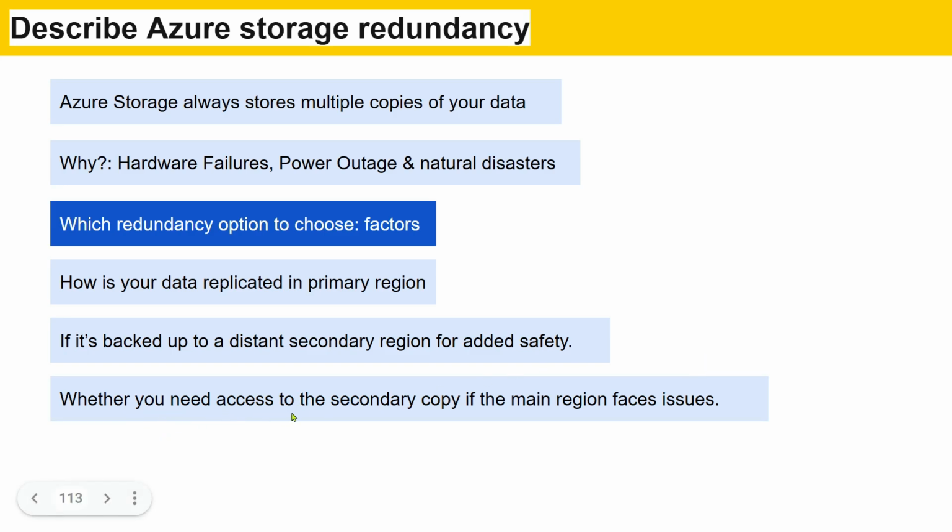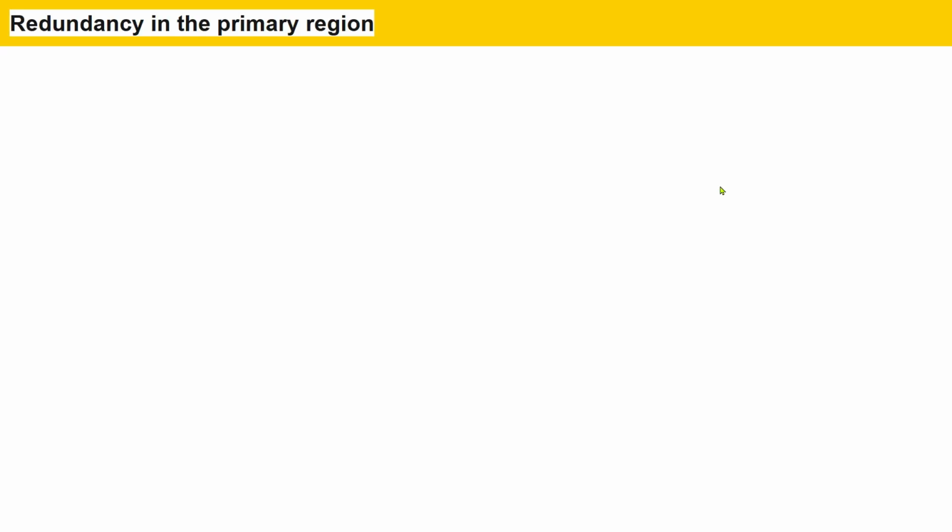Do you need access to the secondary copy, let's say in South India, if the main region faces issues or not? If you have answers to these questions, this helps you choose which redundancy option to go with. So now you have an idea what a primary region is. We saw Pune as one of the regions. Now, how does redundancy work there?